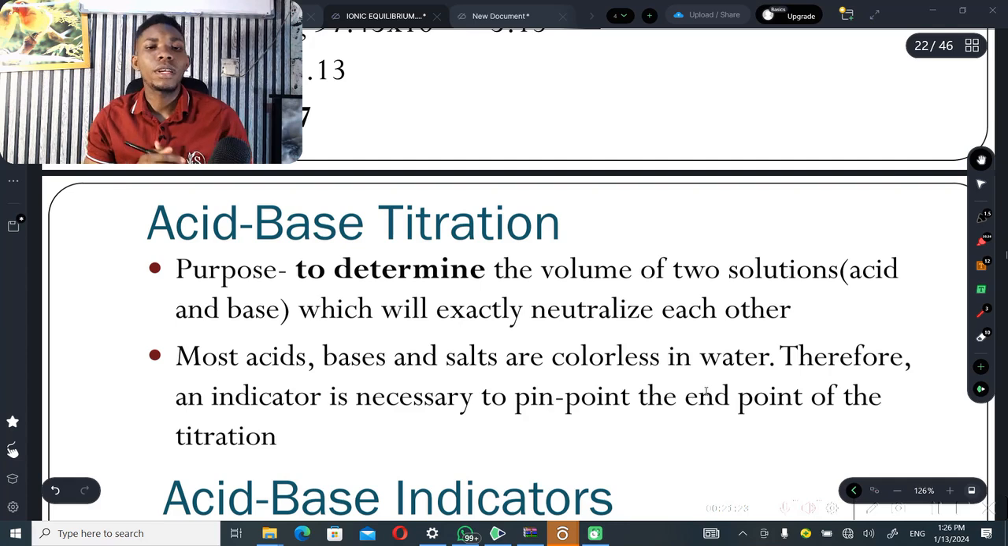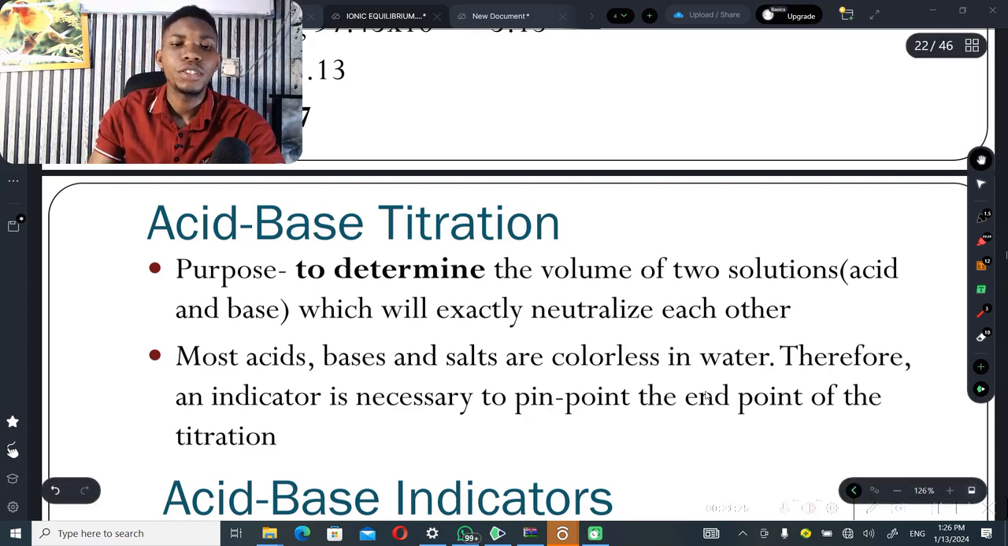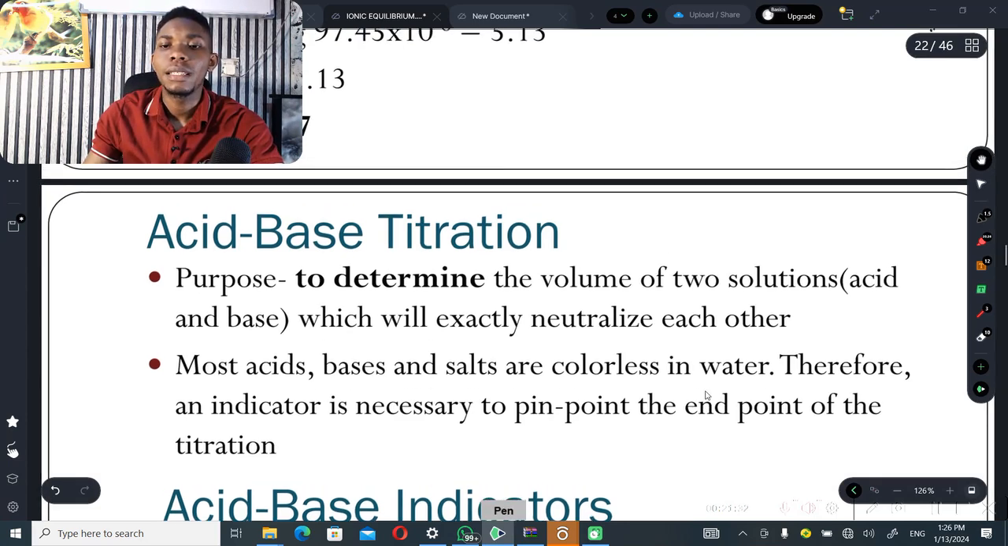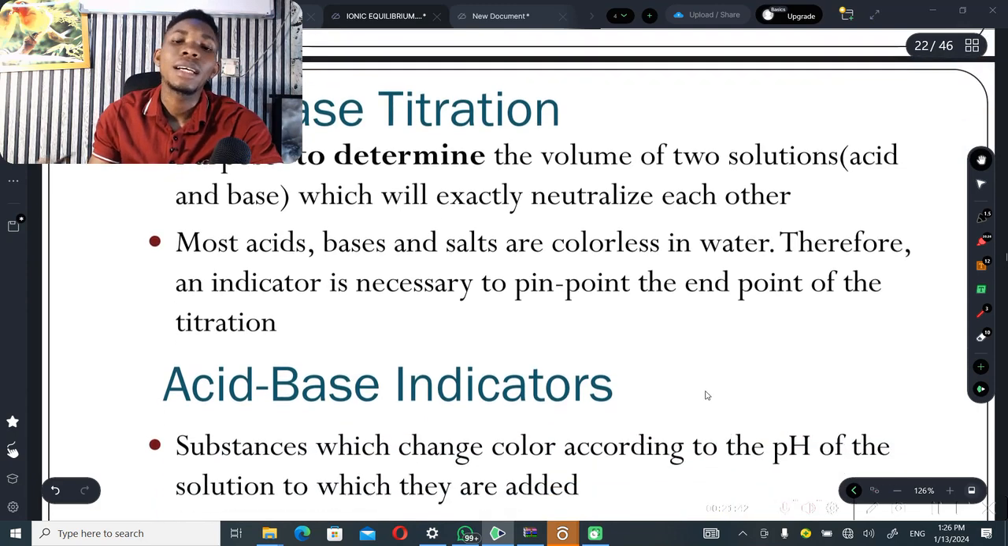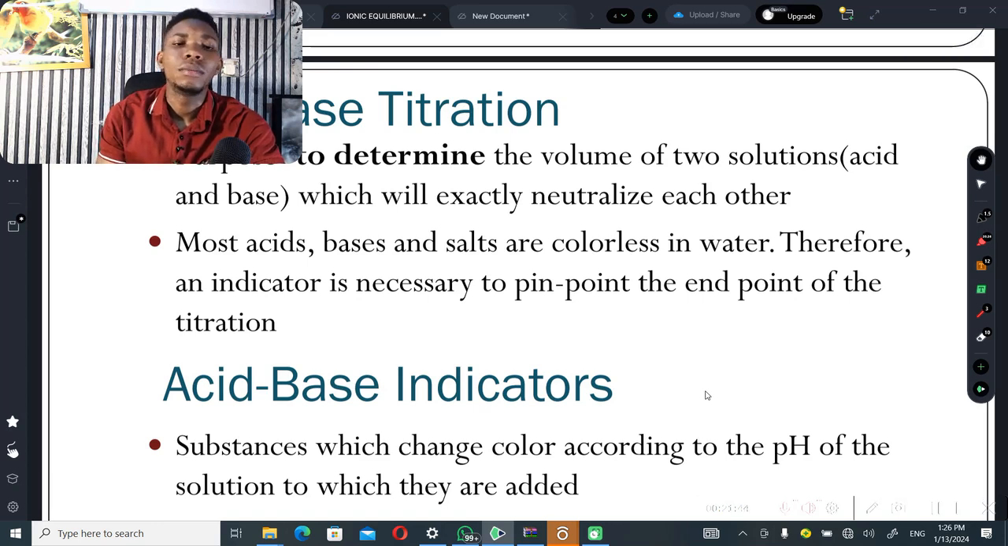All right. So let us talk about the next, which is acid-base titration. Now, what is the purpose of acid-base titration? You already did this before your first semester. Everything concerning the acid-base titration. Now the purpose is to determine the volume of two solutions, acid and base, which exactly neutralize each other. That is the reason for acid-base titration, most especially to assay compounds. Is that okay? That is the purpose of acid-base titration, to assay the purity and to standardize different solutions.